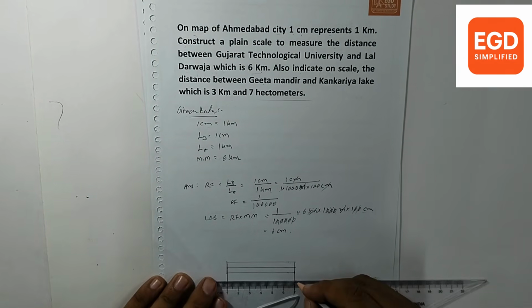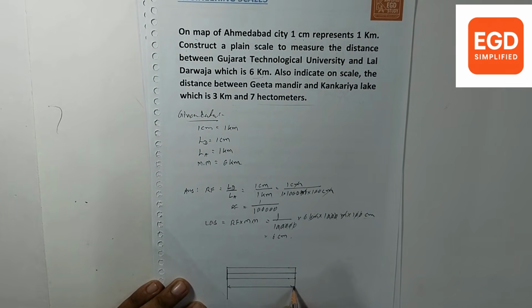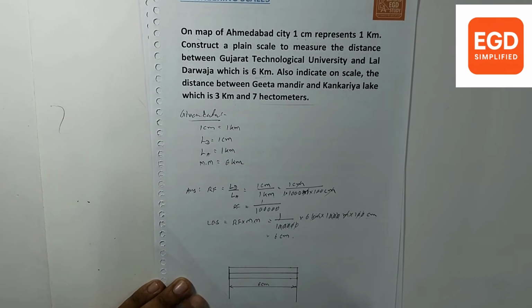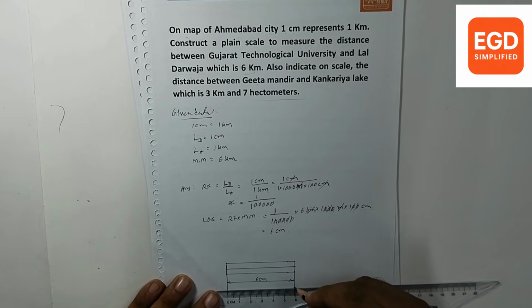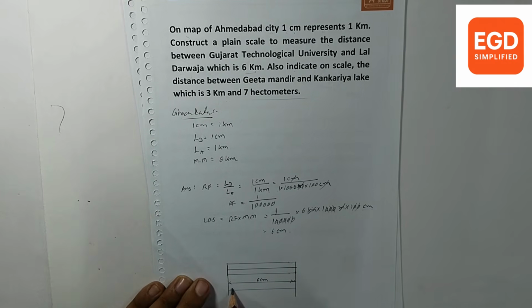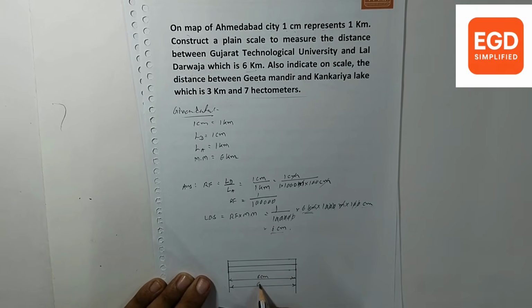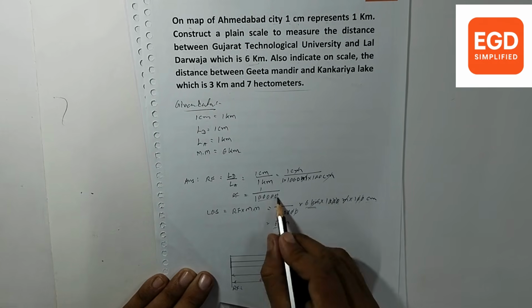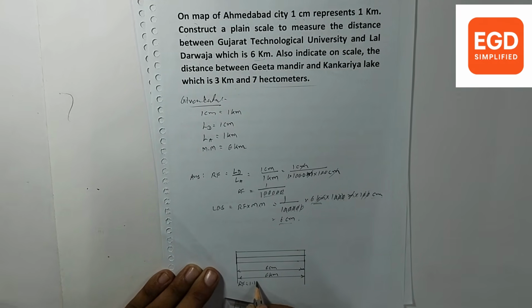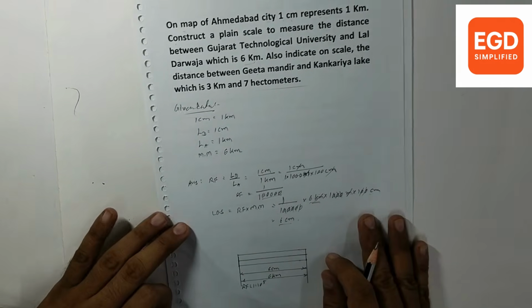What is the length of the line? That is 6 centimeter. What distance does it represent? That we need to indicate. 6 centimeter represents 6 kilometers, as its RF is equal to, what is RF? 1 is to 10 raised to 5.